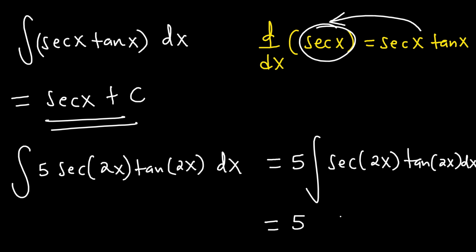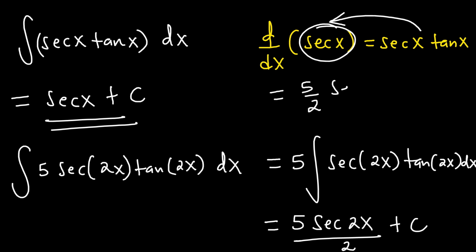When you integrate secant x tangent x, you get secant x. So we shall write secant to x and then divided by 2 plus c. So our final answer is 5 divided by 2 times secant to x plus c.